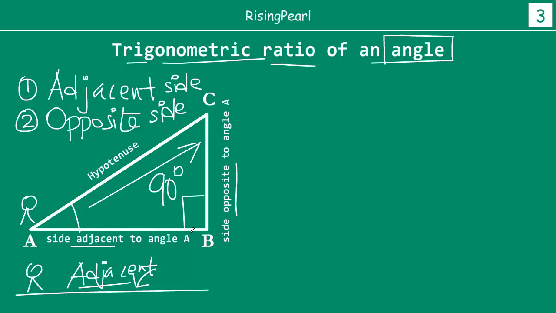And again, these things are always in relation to the angle. So this is for angle A, this is what we have, right? Because if I am standing at angle A, then this is the adjacent side right next to me, and this is my side which is opposite to me.